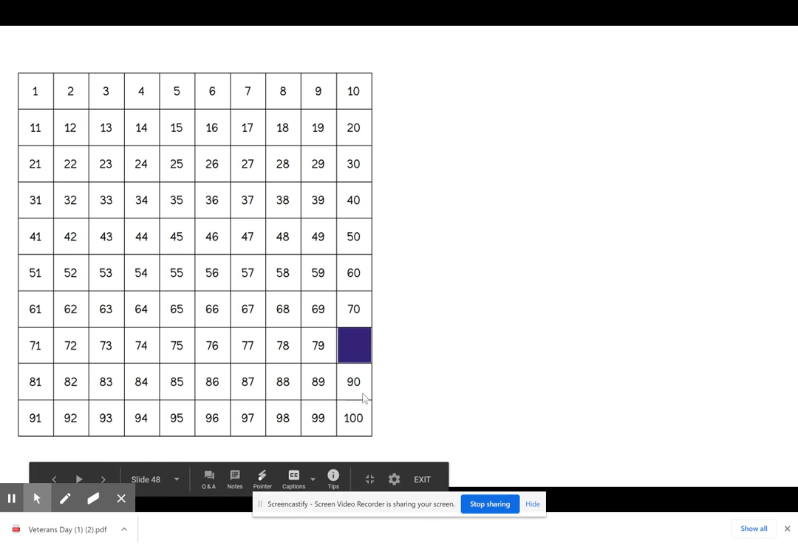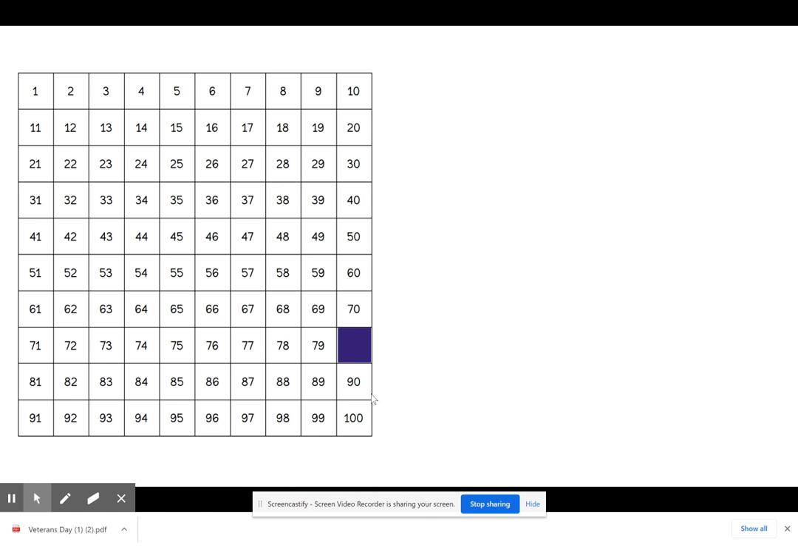Okay, there's your next purple square. What number do I have covered up? Okay, if you guessed the number 80, you were correct. If you have somebody sitting by you, you might want to tell them how you knew that it was the number 80. You can explain your thinking.